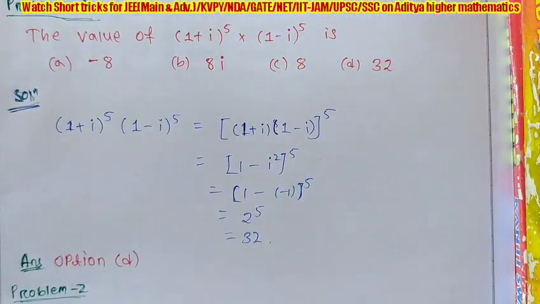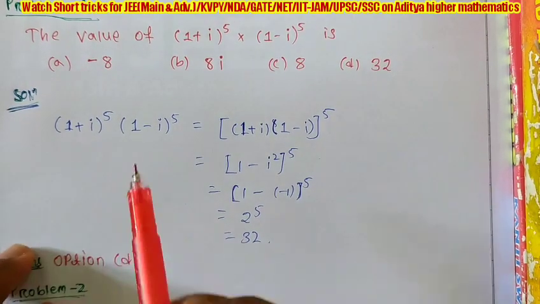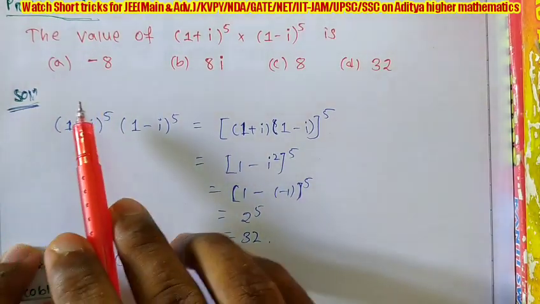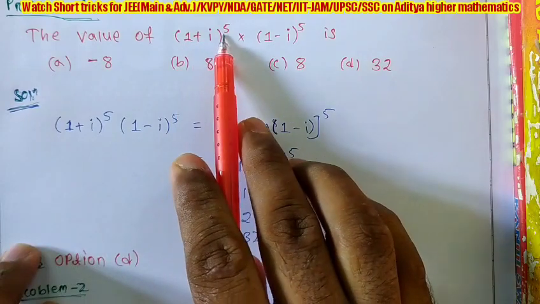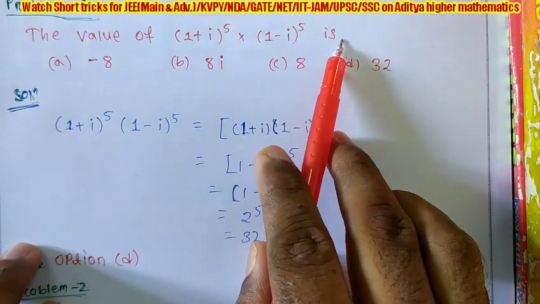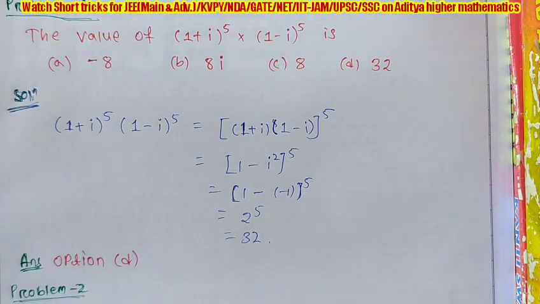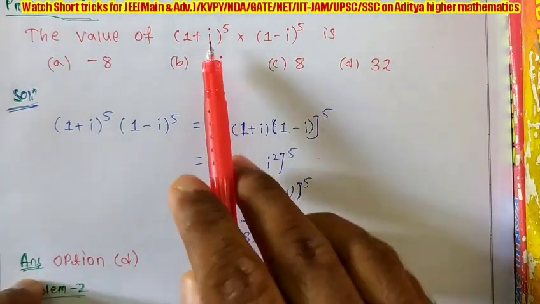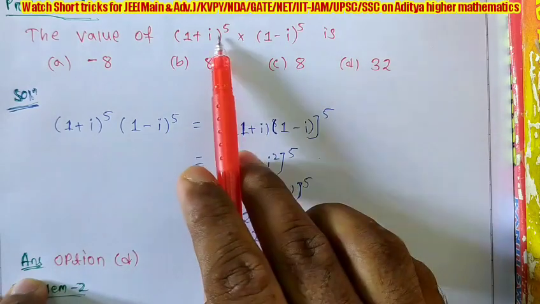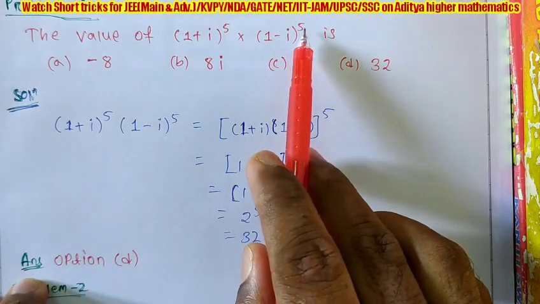Before that question, I am solving one simple question to clear your concept. The value of (1 plus i)^5 (1 minus i)^5 is, out of 4 options, you have to choose the correct one. Here you see both have the same power given. Power 5 and in the second case also power 5.